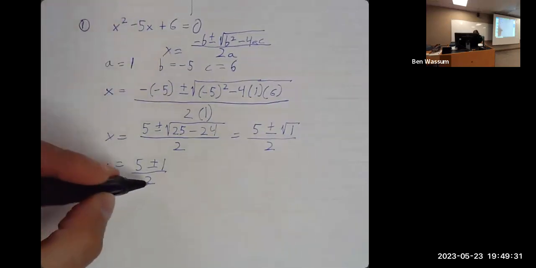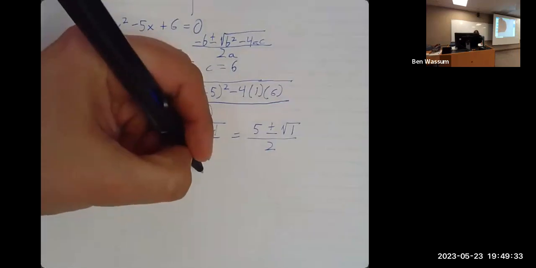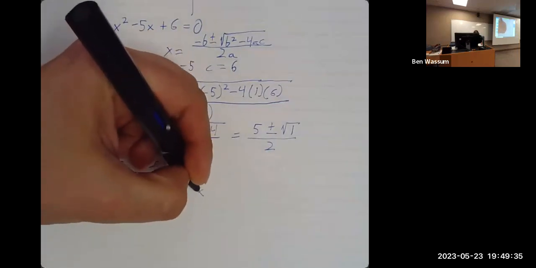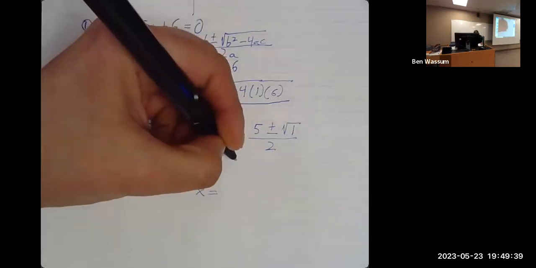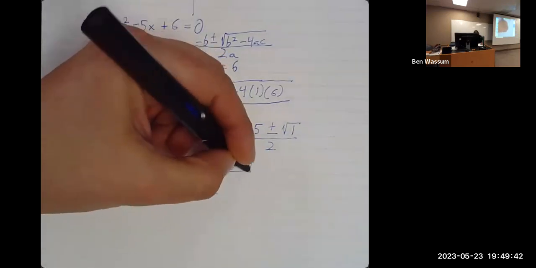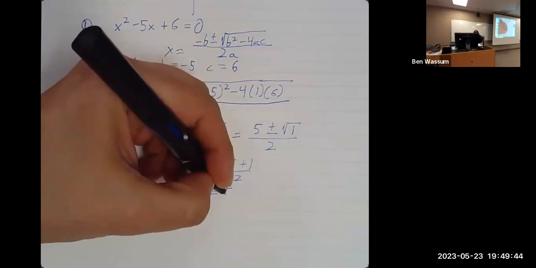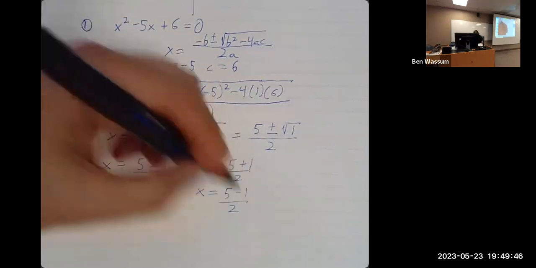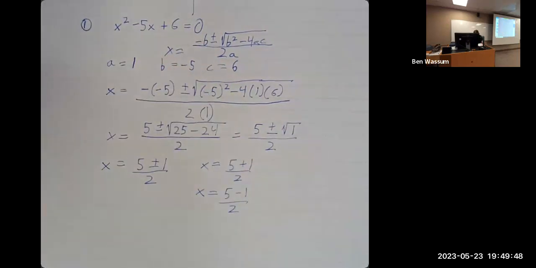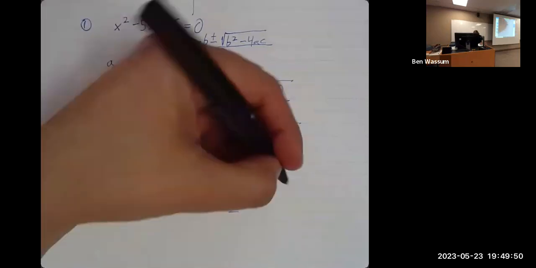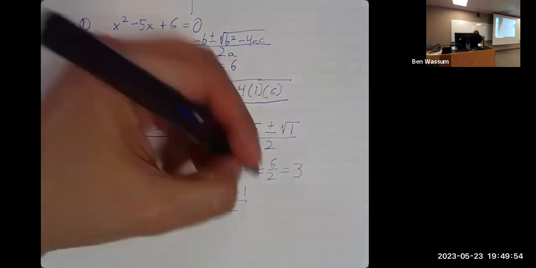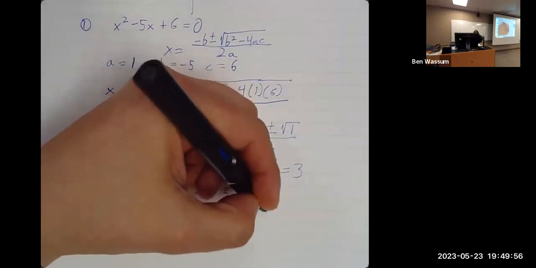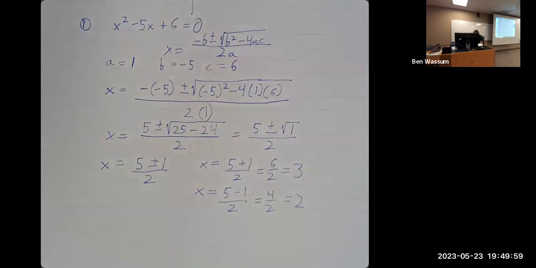So what you would end up doing is from this point, we're going to split this off as 2 separate problems. One is going to be this with the plus, and one is going to be this with the minus. That's it. 6 over 2, we get a 3. 4 over 2, we get a 2. And those are our answers, 3 and 2.